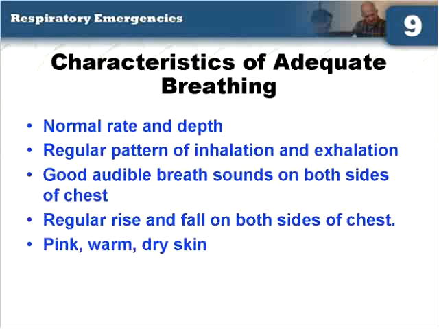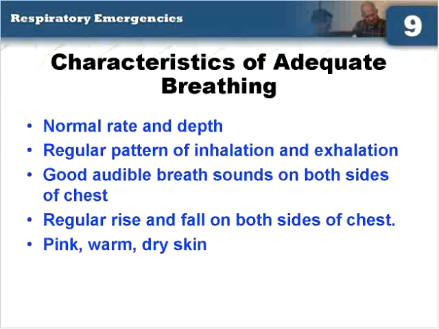Characteristics of adequate breathing. Normal rate and depth of breath. We all know that a normal breathing rate for an adult is what? Someone tell me? 12 to 20 breaths per minute is about normal. Regular patterns of inhalation and exhalation, normal breath in and out. You guys remember a few nights ago we talked about the average volume of breath that an average male takes in. 500 mLs is the average. That goes in part along with the regular patterns of inhalation and exhalation.